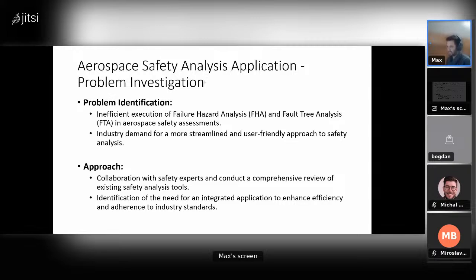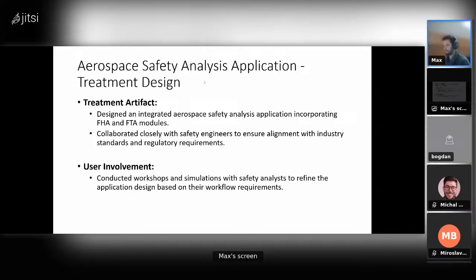So let's say in this case, we have some issues in the industry, that some safety analysis, so failure hazard analysis and fault tree analysis, and their execution is not good enough, and there is a real demand in the industry for a user-friendly approach to this kind of thing. So in this case, the approach would be to have some collaboration with safety experts and conduct a comprehensive review of existing safety analysis tools and the identification of the need for an integrated application. So that's the first step.